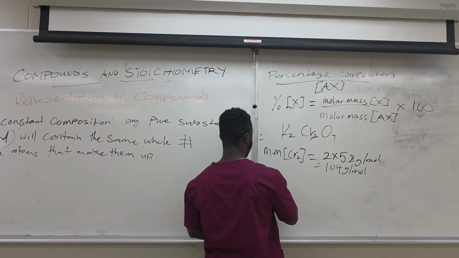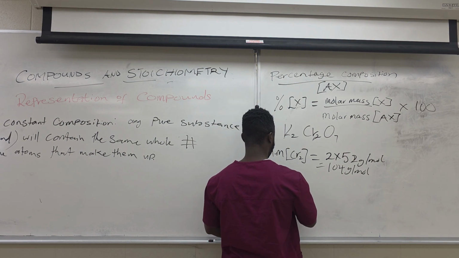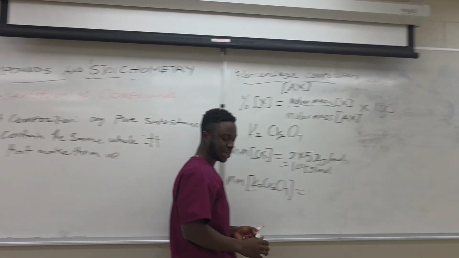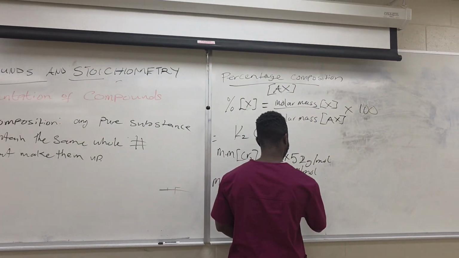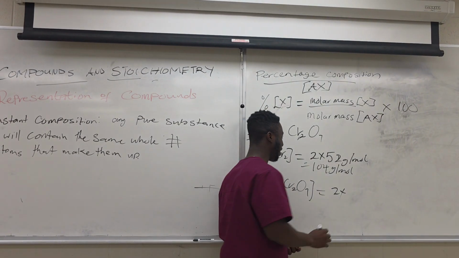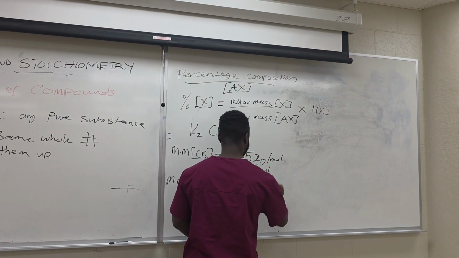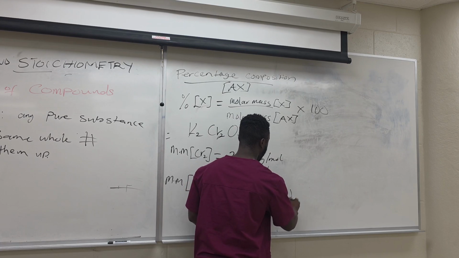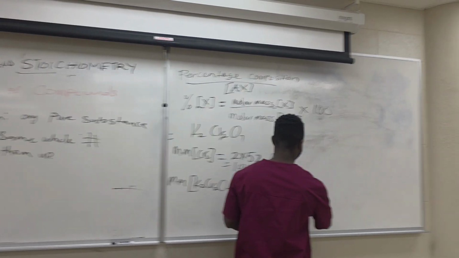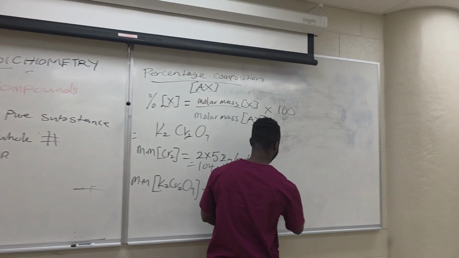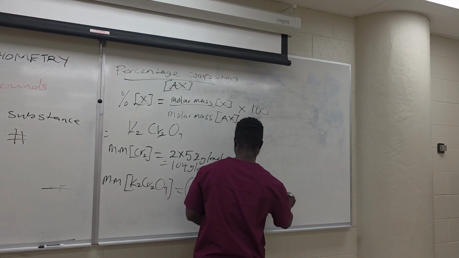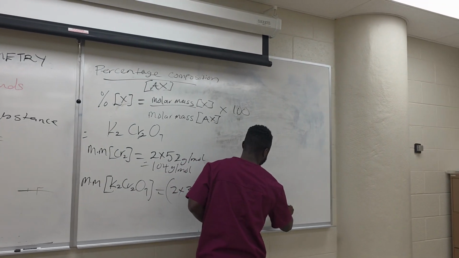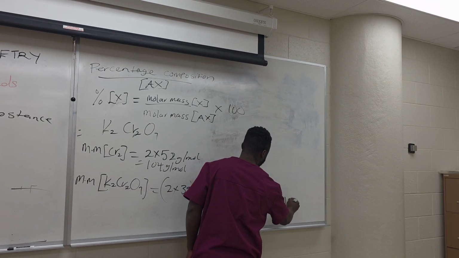Let's do it for the entire compound. So the molar mass of K2Cr2O7 would give us 2 times potassium, which is about 39 grams per mole, plus chromium, which is 2 times 52 grams per mole, plus the oxygen, which is 7 times 16.